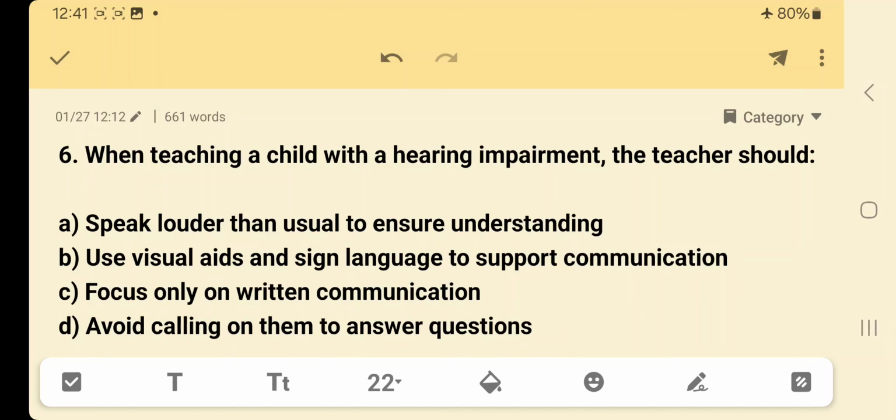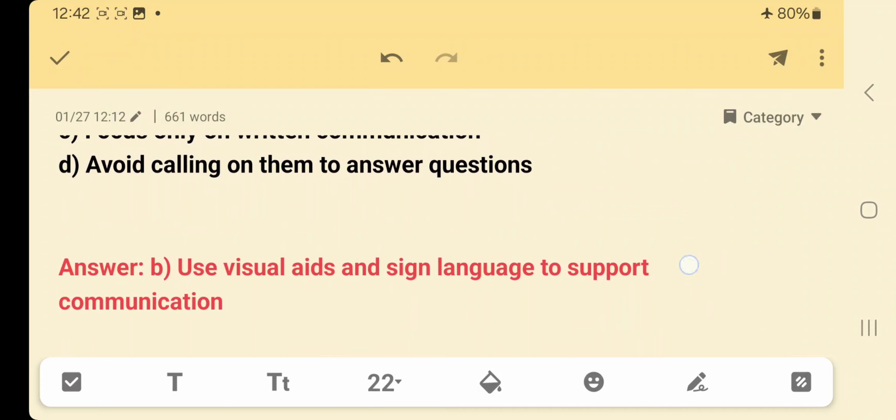Option B. Use visual aids and sign language to support communication. Option C. Focus only on written communication. Option D. Avoid calling on them to answer questions. Answer. Option B. Use visual aids and sign language to support communication.